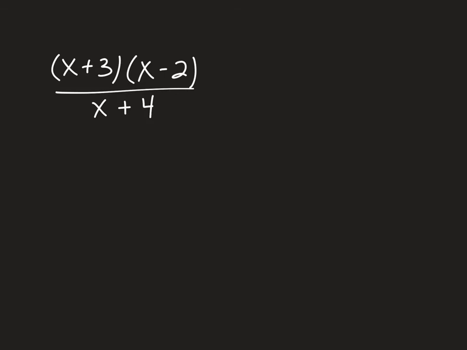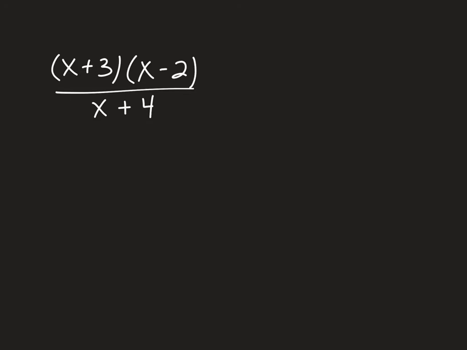I cannot cancel any factors, which means that it's not going to divide evenly. So that means that the remainder is not 0. It's some other number because it doesn't divide evenly. Okay, so let's see if we can use the remainder theorem to figure out what the remainder is going to be.